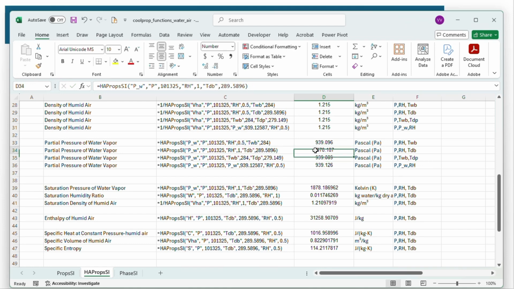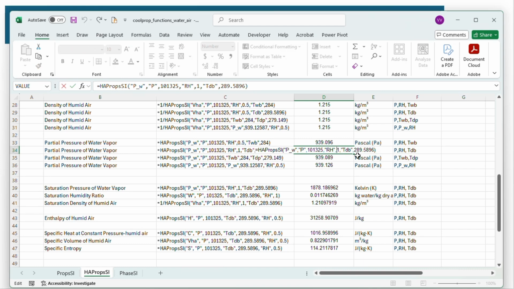So that's the saturation pressure of water vapor in that mixture, because I changed the mixture to be 100% water vapor. So it's fully water vapor. All right. I'll change it back to 50%.